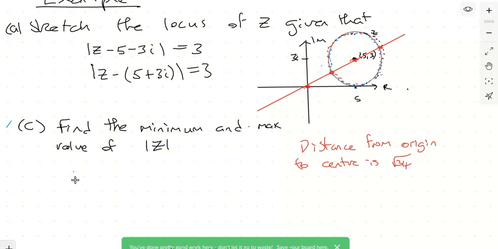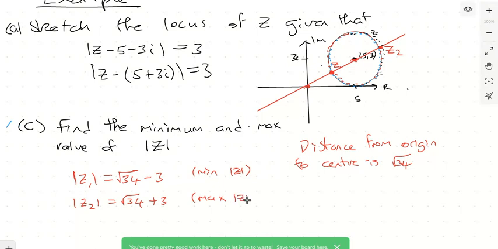And so, if we call this one Z1 and we call that one Z2, for the length of Z1, that's just going to be root 34 take away 3, because the radius of the circle was 3. That's the minimum value of Z. But for Z2, we could just do root 34 plus 3. And that's the maximum value of Z. And that's another example of a tough little question at the end on these, but you get used to them. You really do get used to them.